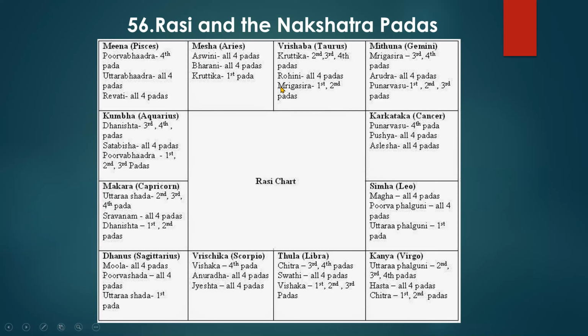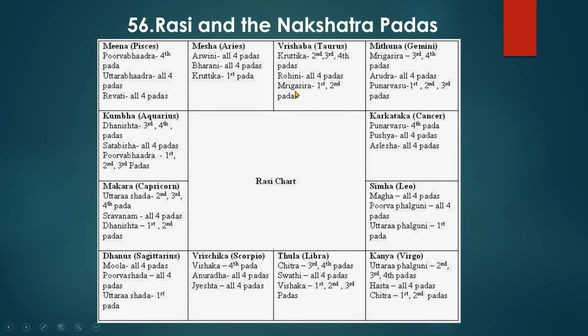Yes, but for the second sign, what is the Kritika? Kritika is 4 padas. So the first pada went to the first rasi, that is the Aries one. The second pada, third pada, fourth pada are here. That's what was written here. That means you need to count 1, 1, 1, that is 3 here. And Rohini, all 4 padas. 3 + 4 = 7.